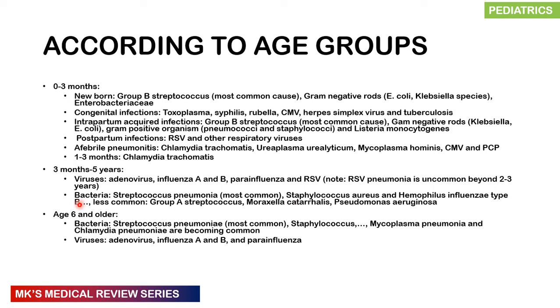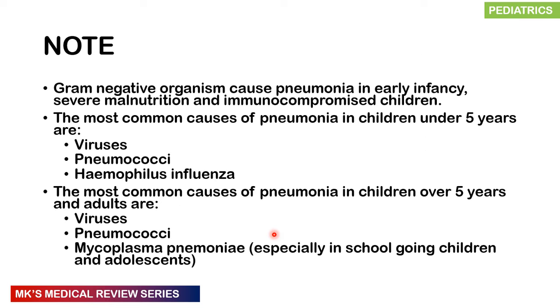Beyond this age bracket, 6 years and above, bacterial causes become far more common. Streptococcus pneumoniae is common, Staphylococcus too, but you may also get some other atypical organisms which are becoming much more common, like Mycoplasma pneumoniae and Chlamydia pneumoniae. Then you may have some viruses again like adenovirus, influenza A and B, as well as parainfluenza. Now remember that gram-negative organisms causing pneumonia are very common in early infancy. They're very common in patients that have severe malnutrition, and they're very common in immunocompromised children.